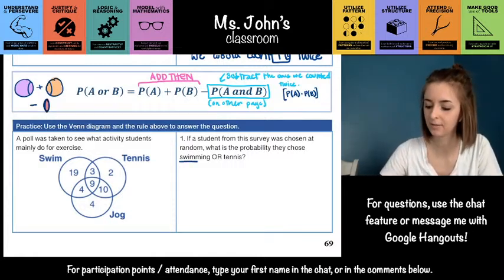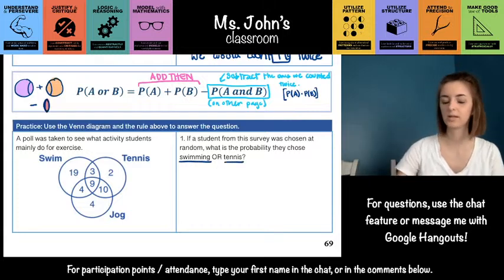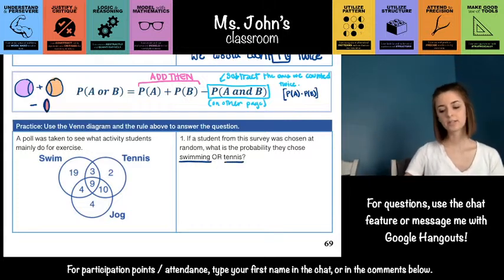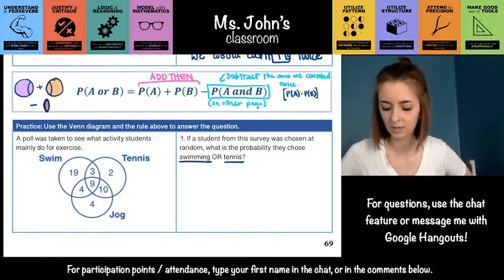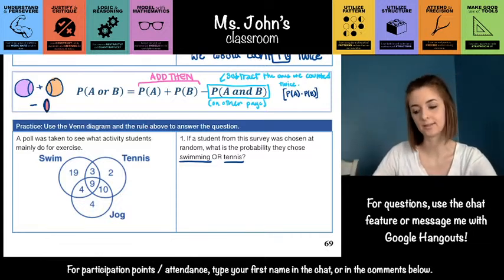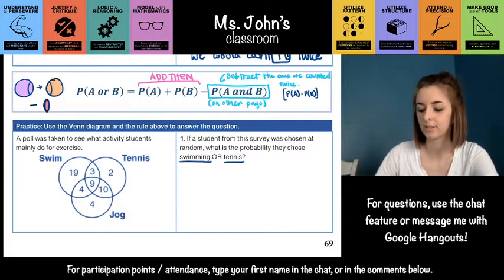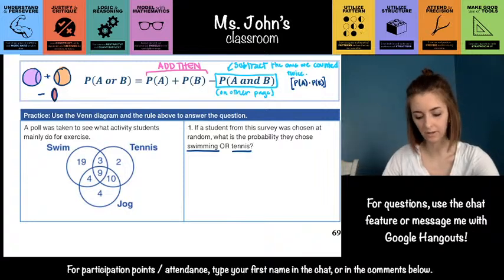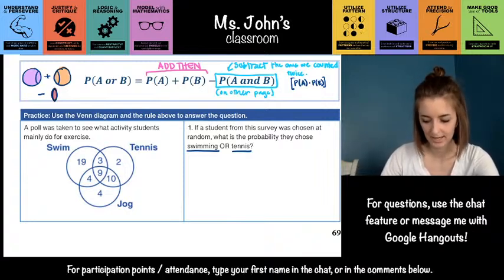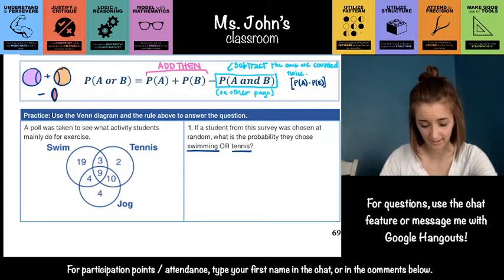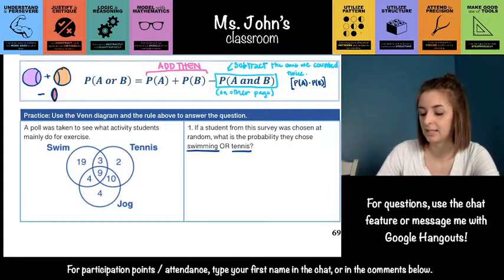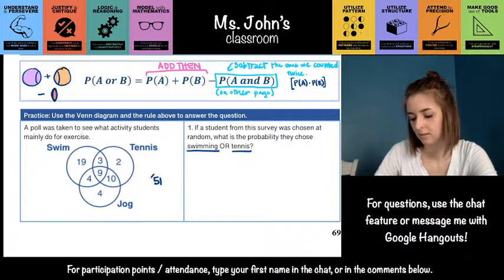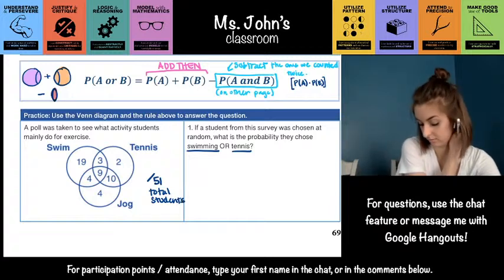So the probability we're calculating is swimming or tennis. First, let's figure out how many total students are in this survey, because that's going to be the bottom of our denominator. So we're going to just add all of these numbers together: 19 and 3 and 2 and 4 and 9 and 10 and 4. Last time I counted, it was 51. If I'm wrong, let me know.